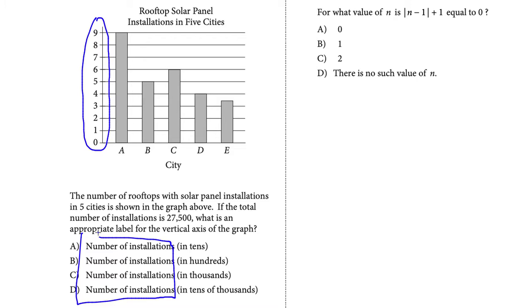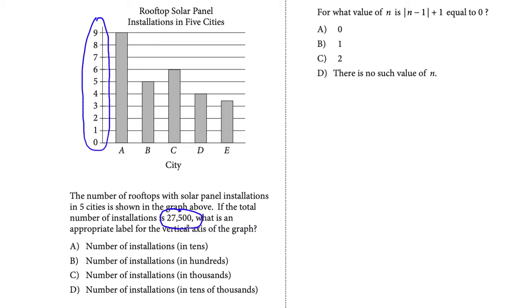It's the number of installations, but it's in tens, hundreds, thousands, or tens of thousands. You guys are holding up 1, 2, 3, or 4 for A, B, C, or D. Take a guess. Our total installation is 27,500. Everyone raise their number of fingers. A is 1, B is 2, C is 3, D is 4.